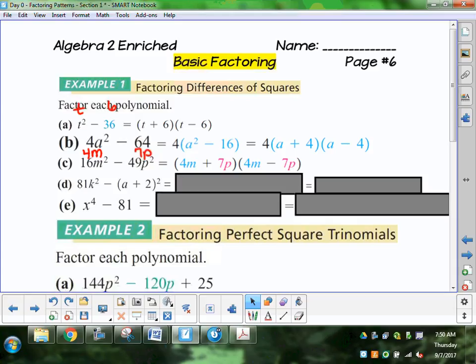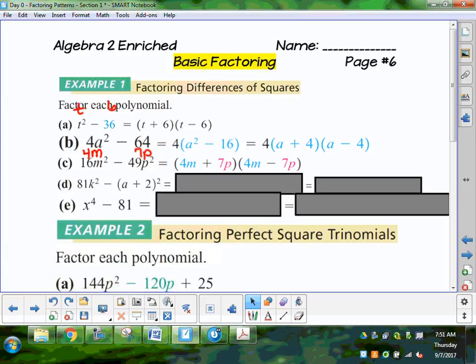This next one is going to be tough. What type of factor pattern would we have in D? Does anyone see it? It's a little bit awkward to see in the beginning. You can go back down to E and come back up to it in a minute. What factor pattern does that look like?